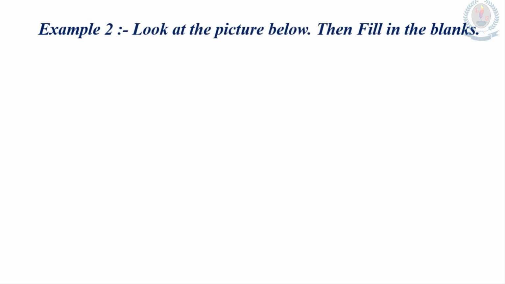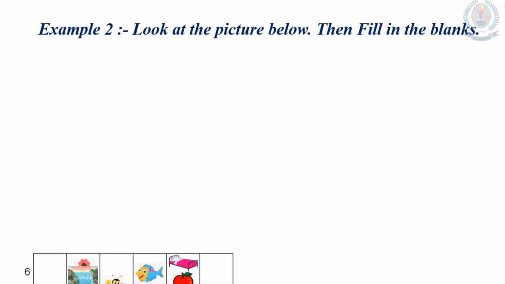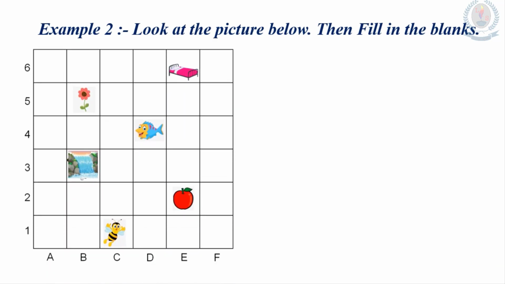Now look at example 2. Look at the picture below. Then fill in the blanks. Okay, here you have a grid with some pictures. You have to check the grid and give answers. Let's see our first question. The flower is at blank. Look at the grid and tell me the answer. Good. B5. The flower is at B5.